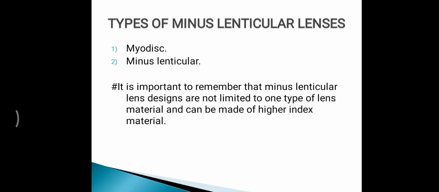Now we can see the types of minus lenticular lenses. There are only two types: one is called myodisc and the second one is called minus lenticular. It is important to remember that minus lenticular lens designs are not limited to one type of lens material. It can be made of higher index material. Normally in plus lenticular lenses there are some limitations in terms of material, but in minus lenticular lenses there are various types of material, and even higher index you might get.